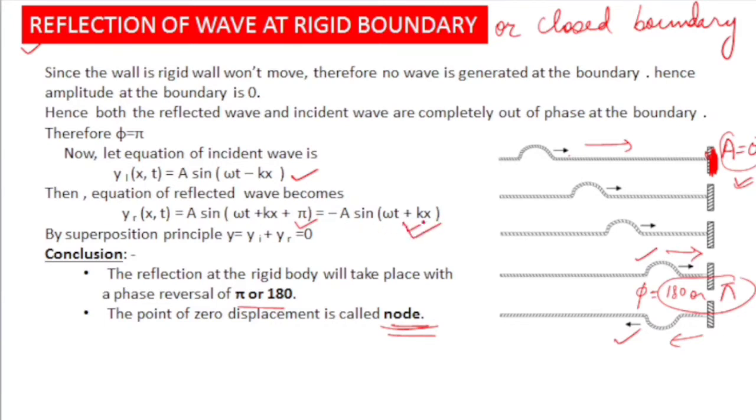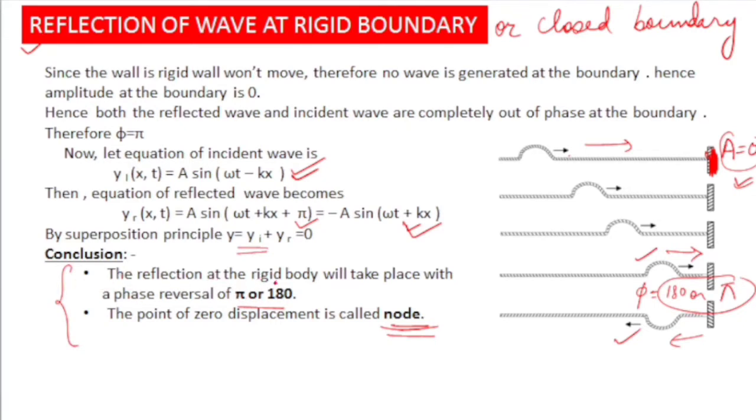This is the equation of the reflected wave. This one is the equation of the incident wave when reflection takes place at the rigid boundary. So when you add these two, by the superposition principle, what is the net displacement? Net displacement is 0. So this is about reflection of a wave at a rigid boundary. These two points are very important.